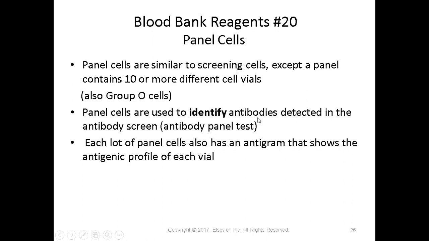To help identify antibodies that a person has, and these are unexpected, we use what's called a panel test. So just like each lot number of screening cells has an antigram, each lot number of panel cells also has an antigram that shows us what antigens are represented on each vial of cells in the panel.